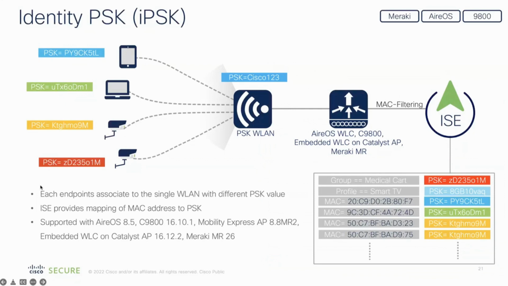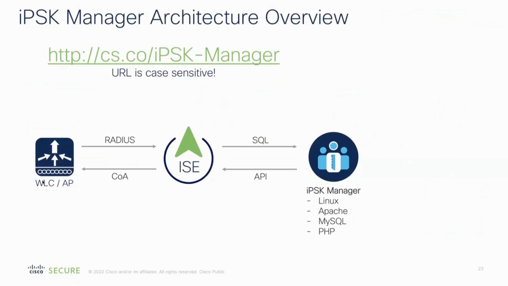So we have the ability to assign our endpoints' MAC addresses into different ISE endpoint groups and match those, assuming they use the right pre-shared key. And so that's what we were doing in our policy. And so now what we want to do is do it with an individual pre-shared key per MAC address.